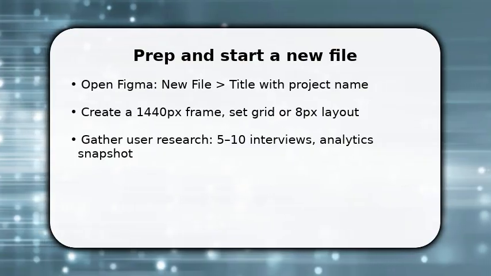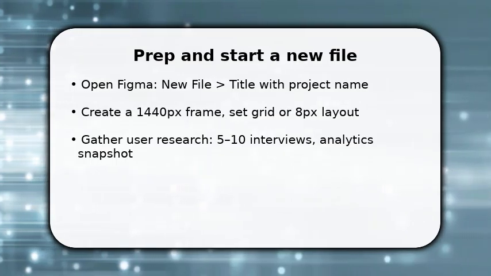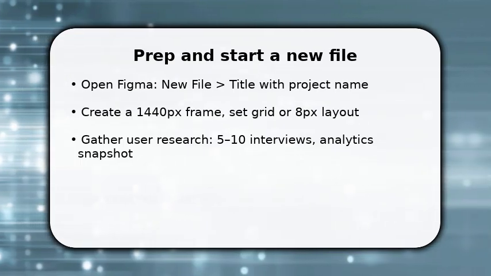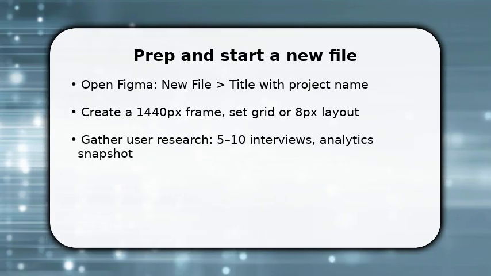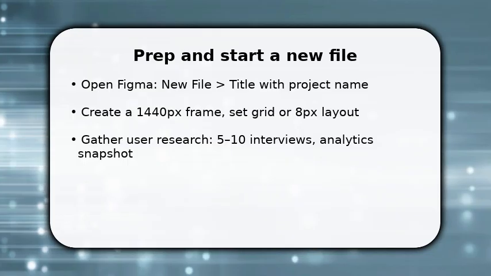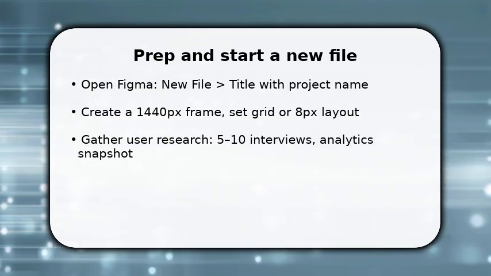You begin by opening Figma and creating a new file named for the product. This keeps work organized. Once done, add a 1440px frame and enable an 8px layout grid so spacing stays consistent. Next, import your research notes and analytics highlights into a side panel. These facts become persona attributes.